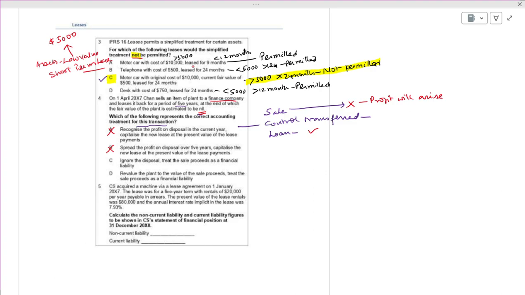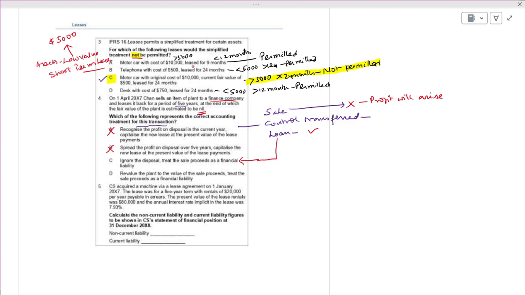Treat the sale proceeds as a financial liability. Why is it taken as the sale? They are saying that it has been leased back over 5 years. It has been taken as a loan, and it is a liability, is it right? Revalue the plant to the value of the proceeds.